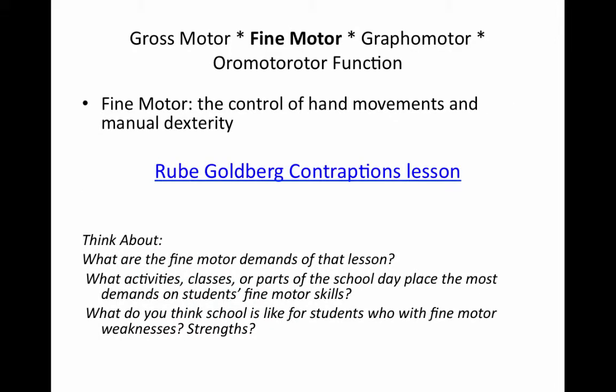The next component of neuromotor function is fine motor function. Fine motor function is defined as the control of hand movements and manual dexterity. It's important to note here that within the neurodevelopmental framework presented in this course, fine motor function is distinct from the task of writing, which is called graphomotor function.